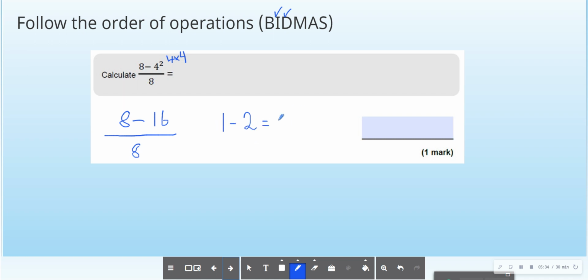So 1, if you're starting at 1 and you're taking 2 away, that takes you down to minus 1. So you have to be very careful there. It's 1 take away 2, not 2 take away 1. Our final answer there, minus 1.